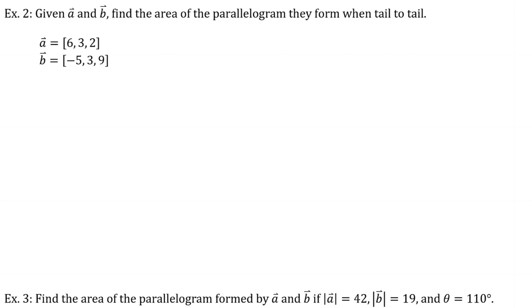Okay, so let's try it. Given A and B, find the area of the parallelogram they form when they're put tail to tail. So here we go. I'm going to do A cross B. Okay. And again, remember how we like to write out these values off to the side. So I'm going to write out, people do it a little bit differently, but I start like that. Z, X, and Y. Okay.